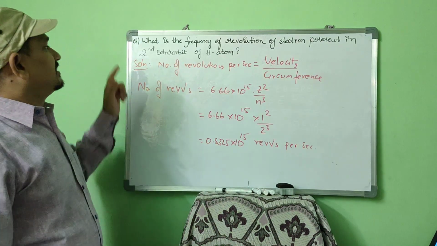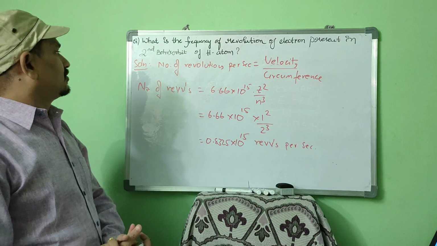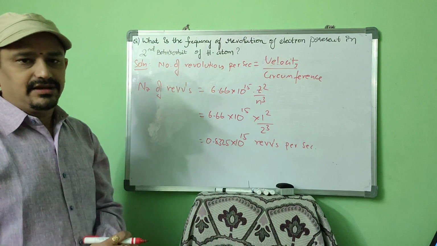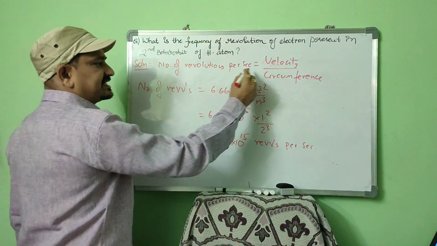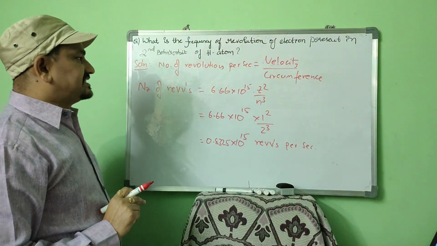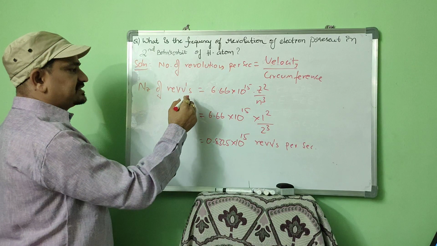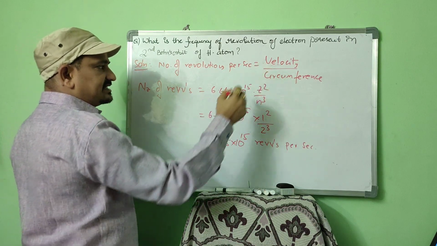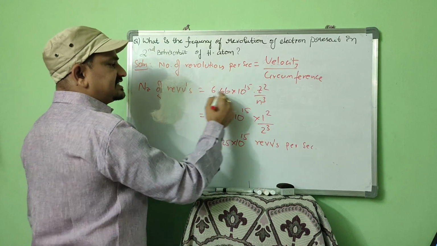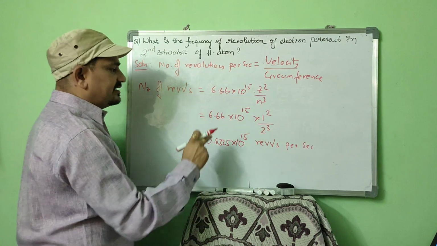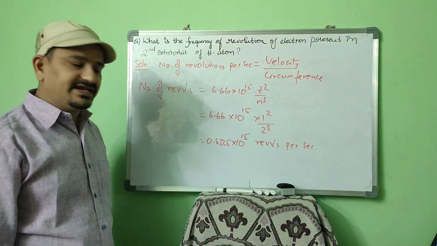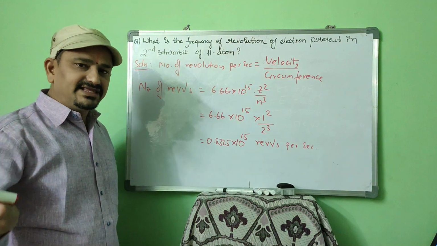Our question is, what is the frequency of revolution of an electron in the second orbit of hydrogen? Frequency of revolution means number of revolutions per second. Usually, the number of revolutions per second can be calculated as the ratio of velocity by circumference. On substituting these relations, we get 6.66 into 10 power 15 into Z square by n cube. On substituting the values, we get 0.8325 into 10 power 15 revolutions per second. This is the answer.